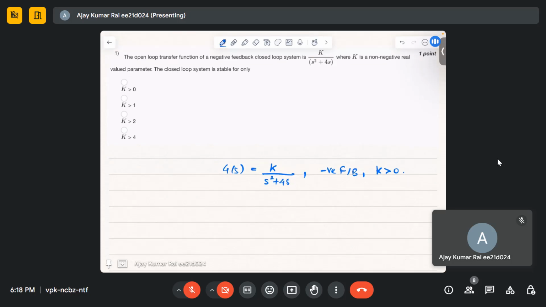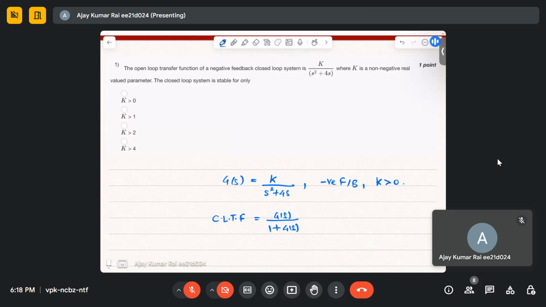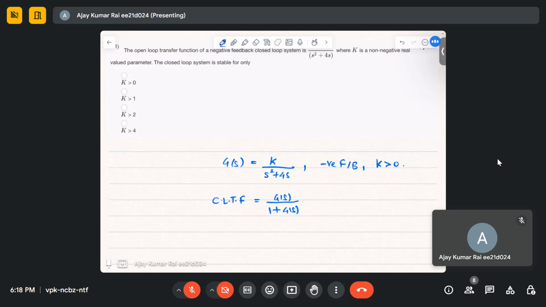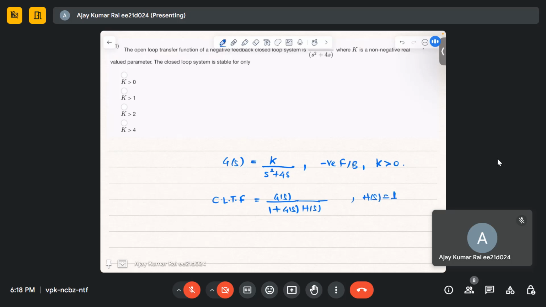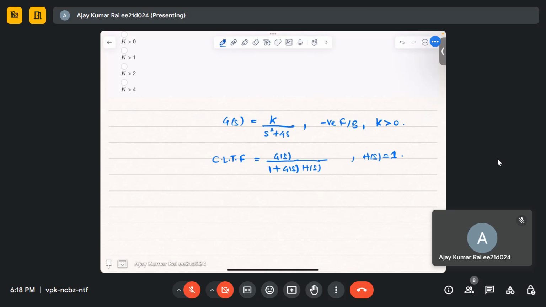A very straightforward step is to find the closed loop transfer function. What is the closed loop transfer function? G(s) by 1 plus G(s) into H(s). Let's assume it's a unity negative feedback system. It's given as the open loop transfer function of a negative feedback system, it's not specified, but we'll take H(s) to be 1. Let me write the general formula, and H(s) is equal to 1, a negative unity feedback system. So let's find the closed loop transfer function.